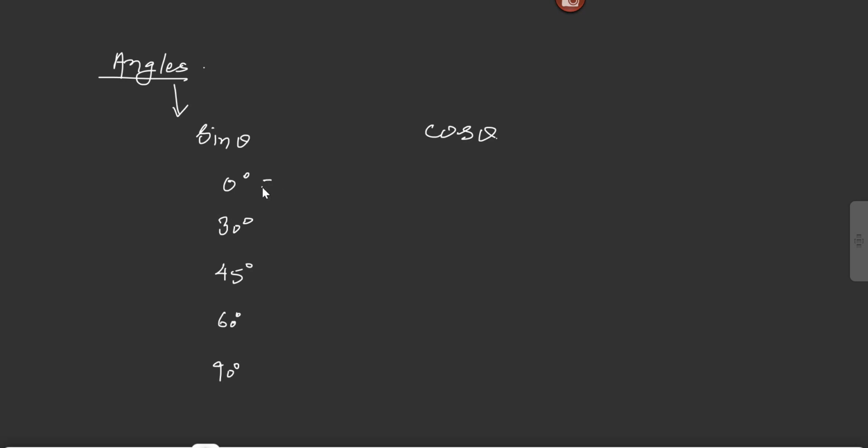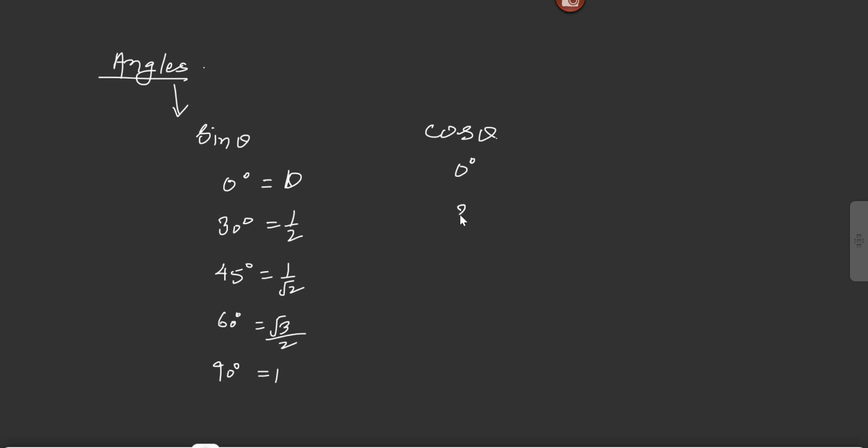In sine theta, dear children, at 0 degree, it will be 0. At 30 degree, it is half. At 45 degree, it is 1 by root 2. At 60 degree, it is root 3 by 2. At 90 degree, it will be 1. I think everybody is already aware about it. Yes, children? Yes, sir. Now, for cos theta, it will be different.